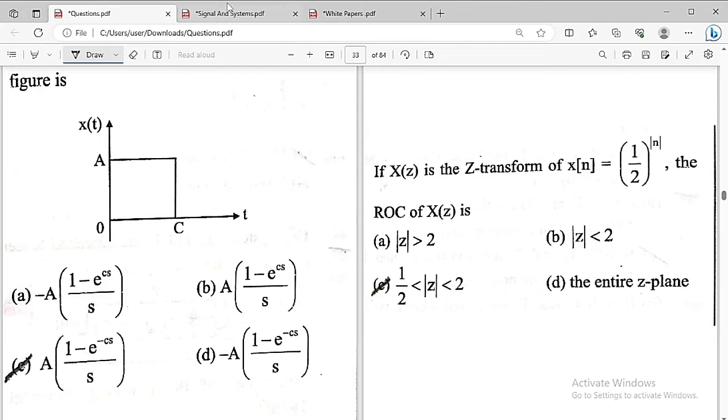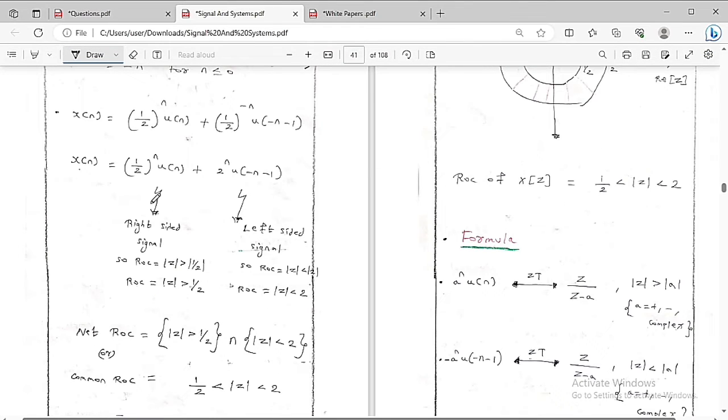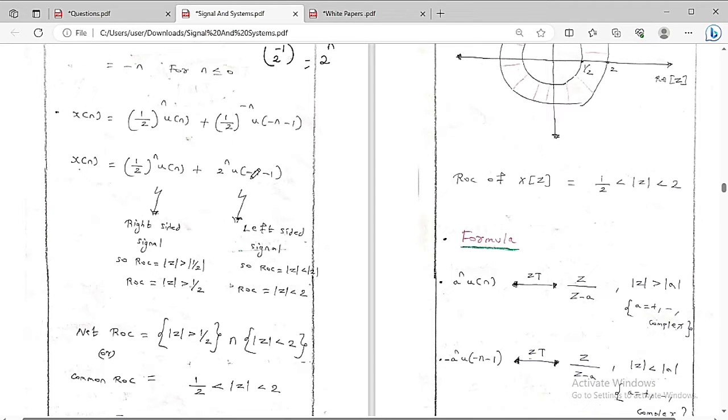So from this we can say simply, this is a right-sided signal, so its ROC is mod z bigger than mod a. And this is a left-sided signal, so its ROC is mod z less than mod a. Here a is nothing but half and here a is nothing but 2. So here mod z less than half, here mod z greater than 2. Sorry, here mod z greater than half and here mod z less than 2.